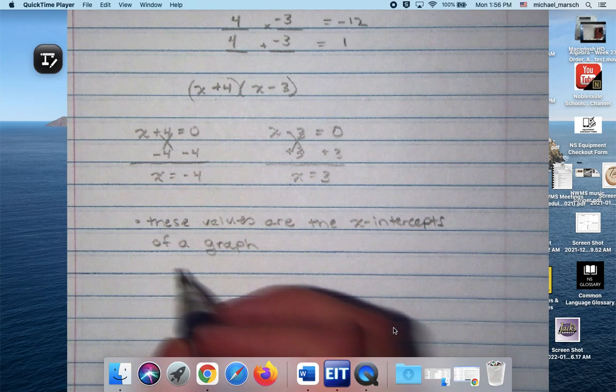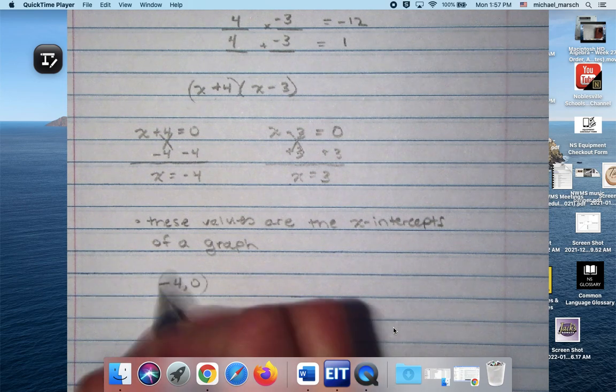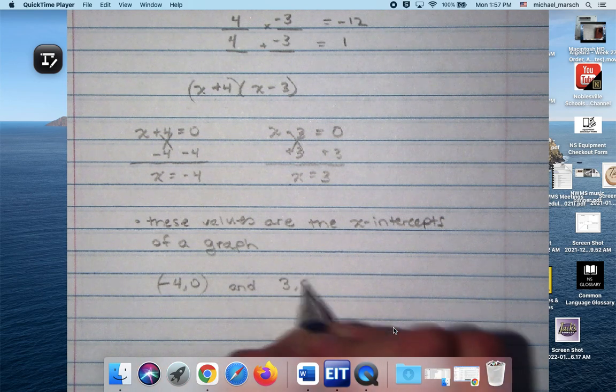So my x-intercepts are (-4, 0) and (3, 0).